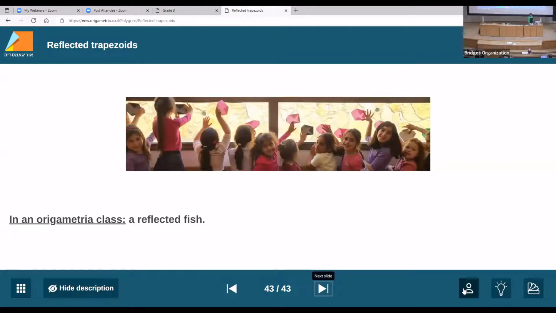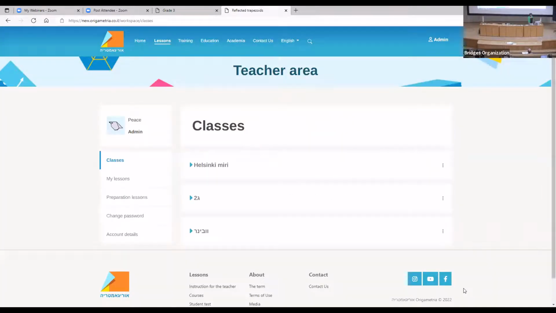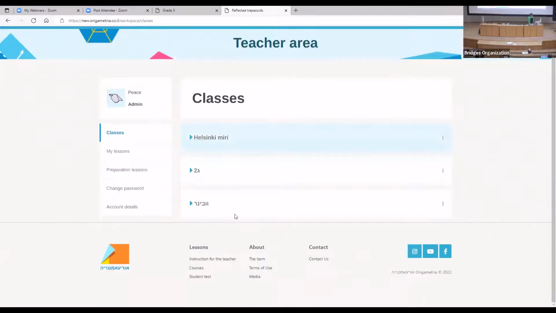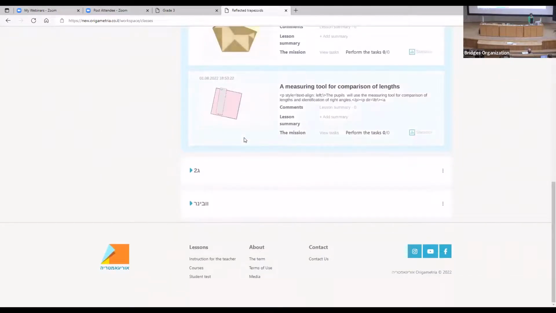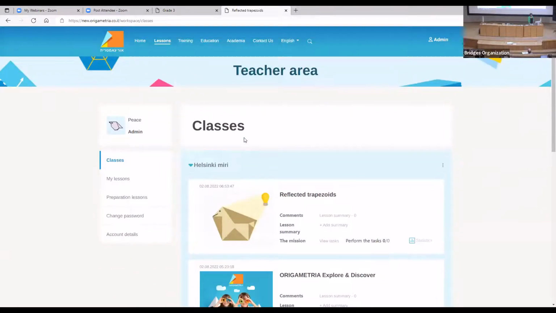You see the teacher drawing? So she can go to her area. And all the classes she teaches are here. If she presses on it, she finds all the lessons she checked. Also, she can send some quiz to the students after she teaches, so they need to answer it. And then by the answers, she knows if they understood the topic.